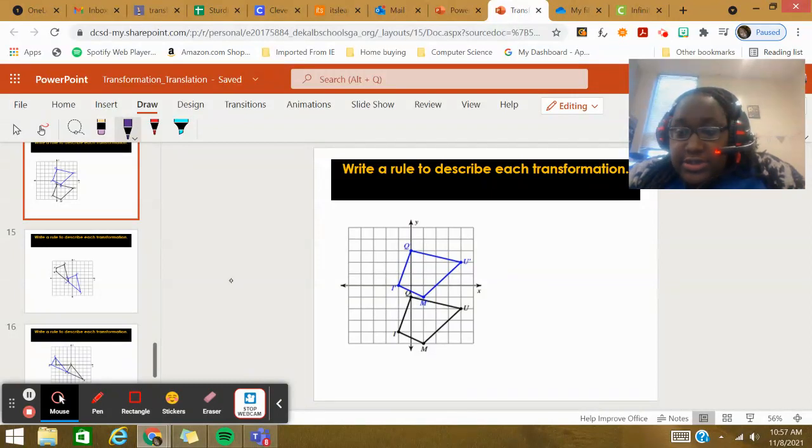So let's double check and make sure that's the rule. Let's go from M. 1, 2, 3, 4 units up. Let's go from U. 1, 2, 3, 4 units up. And from Q, 1, 2, 3, 4 units up.